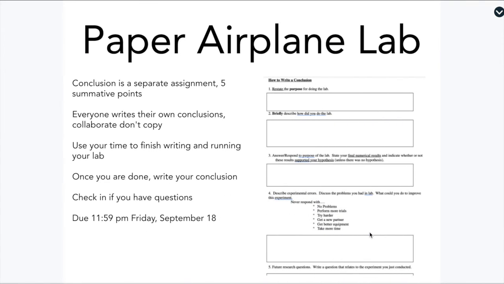So finally, your conclusion. In the folder today, you will find a link to a separate assignment called the Paper Airplane Lab Conclusion, and it'll take you to this document. This has all of the different parts of the conclusion listed out and has it broken into multiple parts. We will practice doing it like this. If you're in STEM, your assignment will look slightly different, but basically the same. So this is a separate assignment.